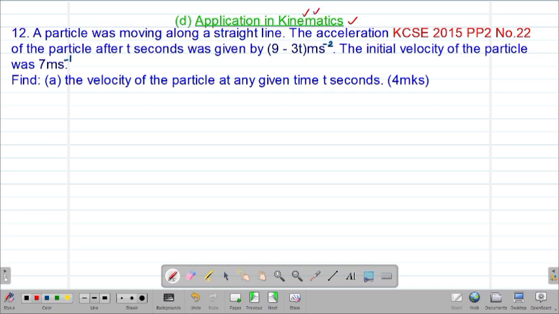So kinematics is simply a branch of classical mechanics that deals with motion of bodies with special emphasis on geometric aspects of motion such as position, velocity, and acceleration.